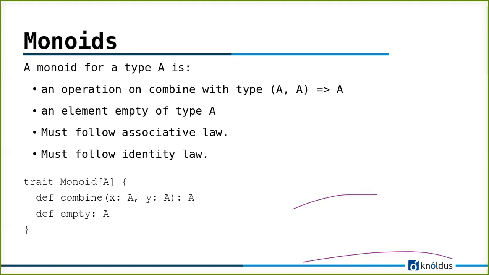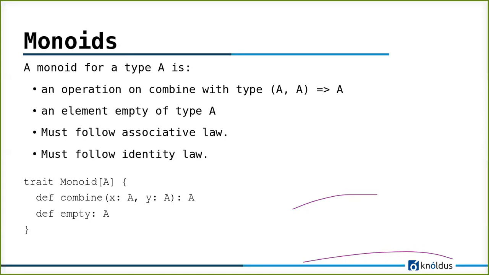A monoid is a type class which allows us to add or combine values. If we go by the definition, a monoid for a type A is an operation combine with type A and an element empty of type A. If you look at the bottom, there is a type class which contains two different methods, combine and empty. Empty gives us the empty value. For string, we get the empty string, and for integer, we get zero.